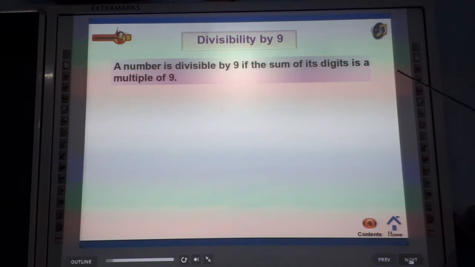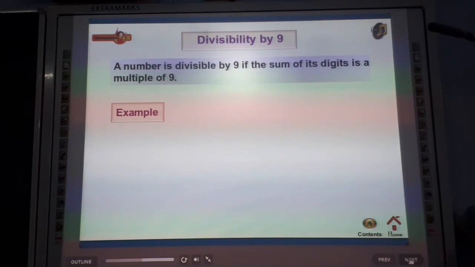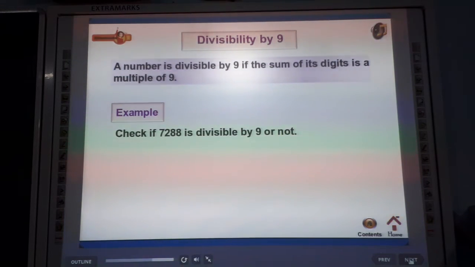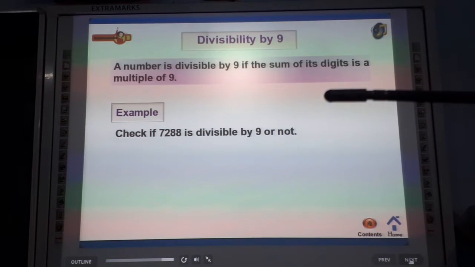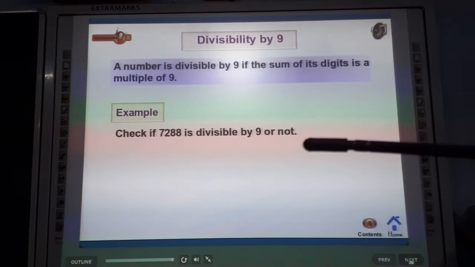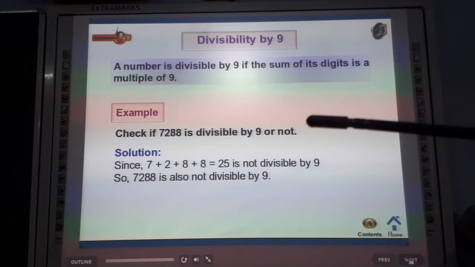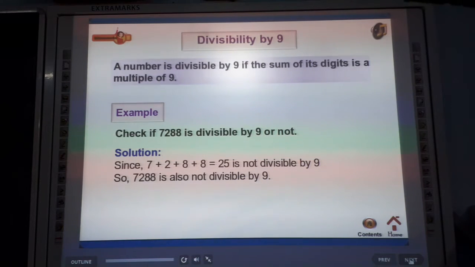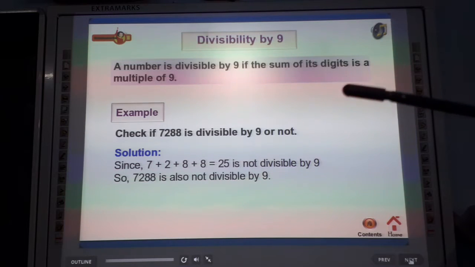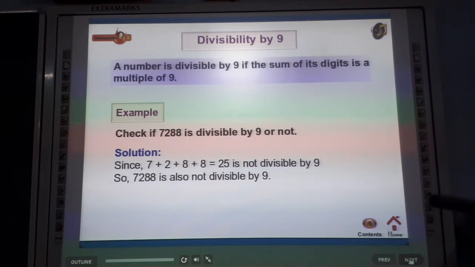Now next is divisibility by 9. A number is divisible by 9 if the sum of its digits is a multiple of 9. For example, check if 7288 is divisible by 9 or not. Solution is, since 7 plus 2 plus 8 plus 8 is equal to 25, which is not divisible by 9, so 7288 is also not divisible by 9. Okay student, look at this.